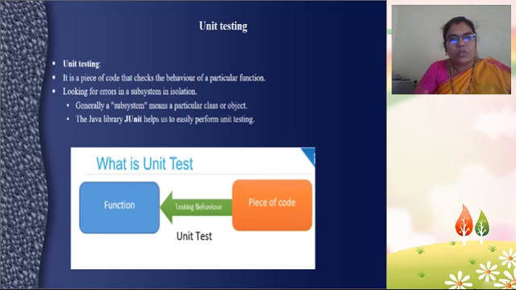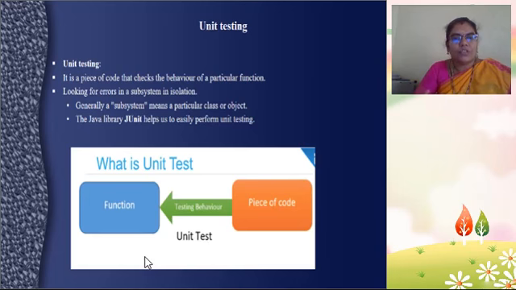Unit testing will look for errors in a subsystem in isolation. Imagine that a project contains several modules. For example, I am going to run a payroll inventory system. In that I will have several submodules. We will check the unit testing module by module and it should be free from errors. Generally a subsystem means a particular class or object. So it contains several classes and objects.